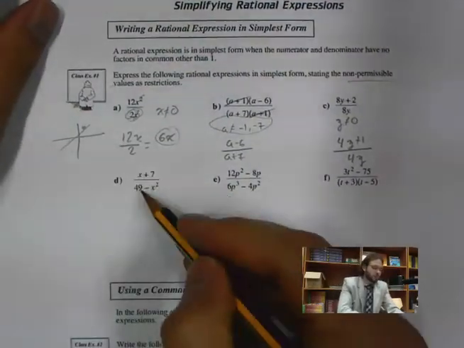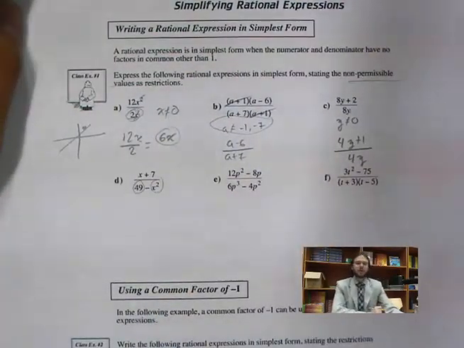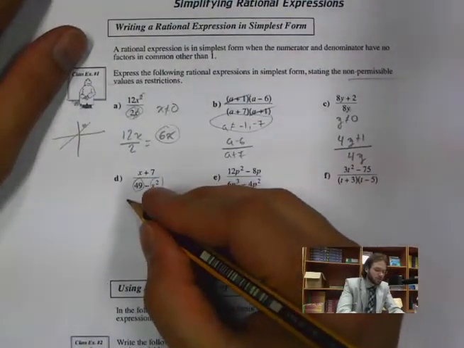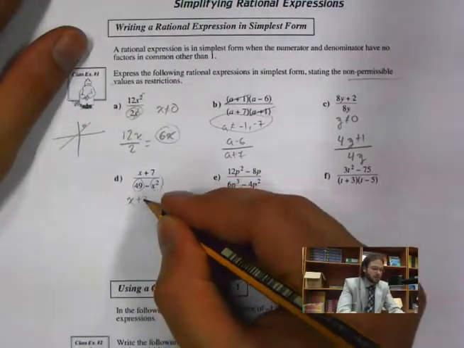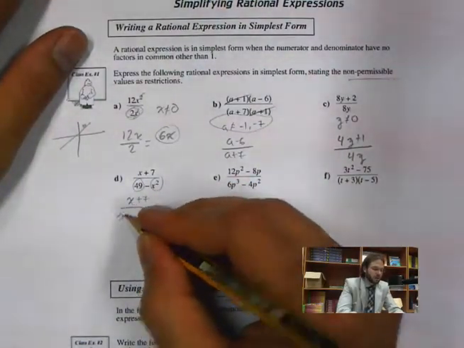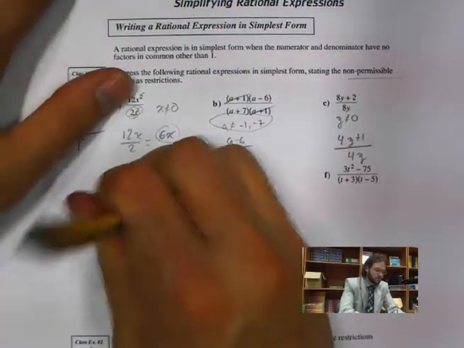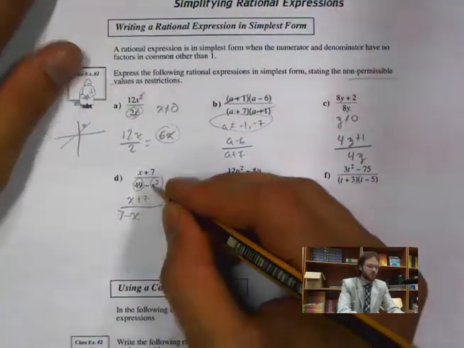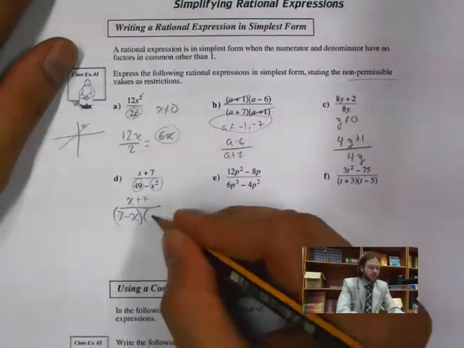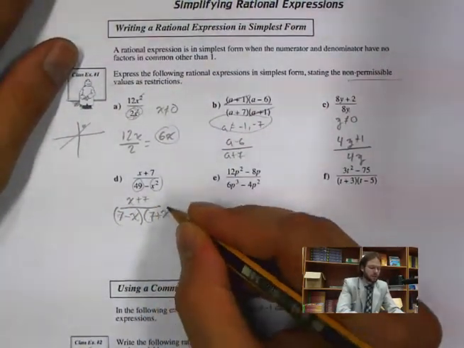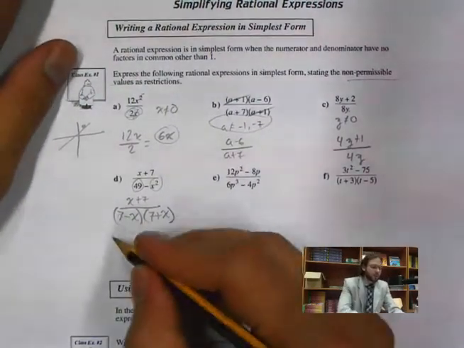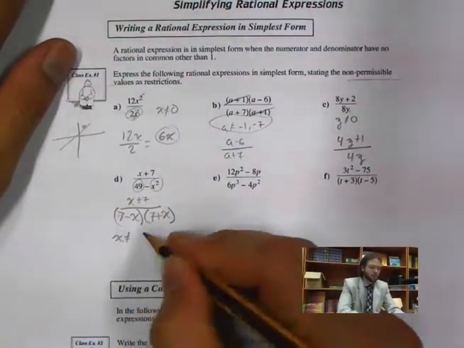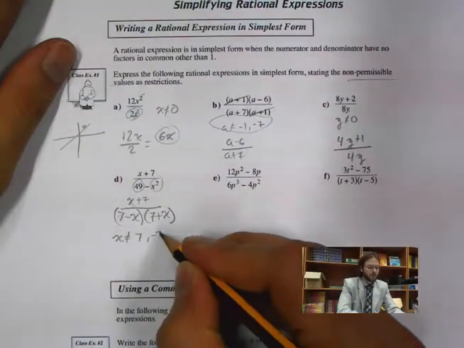Let's take a look at the next one. We have an x squared here, but this is a square number, and that's a square number. So that means it's a difference of squares. So I'm going to rewrite this out. We have x plus 7 all over, square root of 49 minus x, and 7 plus x, both square roots. Okay? So now I know x cannot equal 7 or -7.